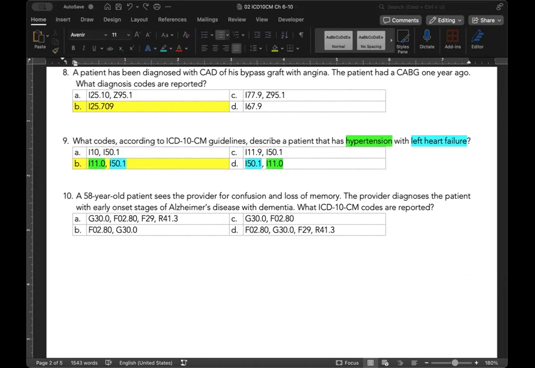Let's do number 10. A 58-year-old patient sees the provider for confusion and loss of memory. The provider diagnoses the patient with early onset stages of Alzheimer's disease with dementia. Okay, so where do we want to go look up for this one? It would be Alzheimer's as the first one. Okay, you can go to Alzheimer's. I think if you go directly to Alzheimer's, it's going to tell you to see disease and then Alzheimer's.